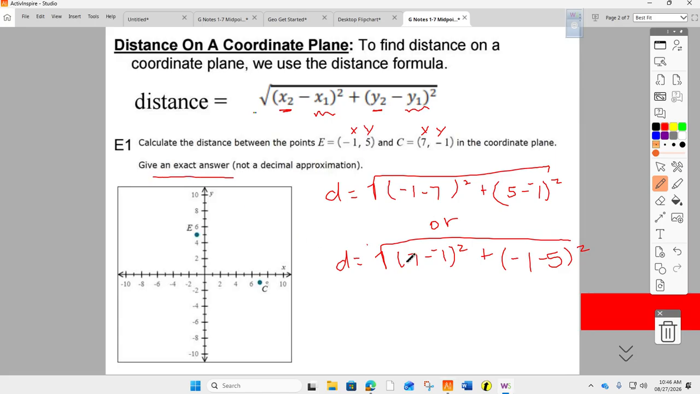Notice it says give an exact answer, not a decimal approximation. So we do need to talk about that. This one is not going to require that, but we're going to talk about it. All right, so we're just going to go ahead and simplify from here.